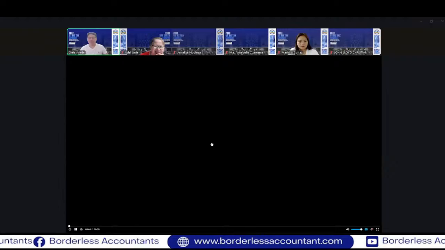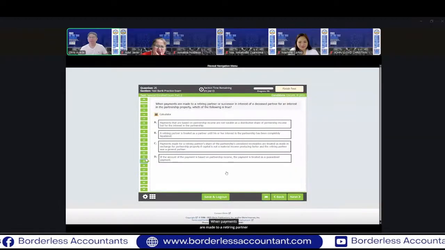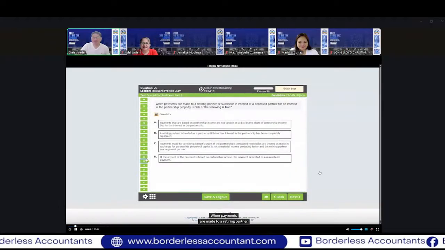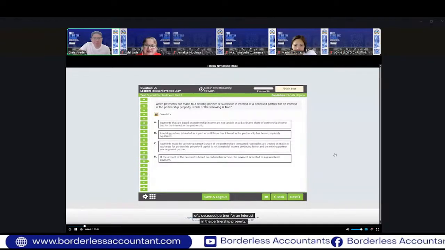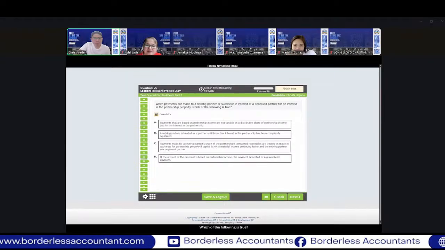But let's continue. When payments are made to a retiring partner or a successor in interest of a deceased partner for an interest in the partnership property, which of the following is true?